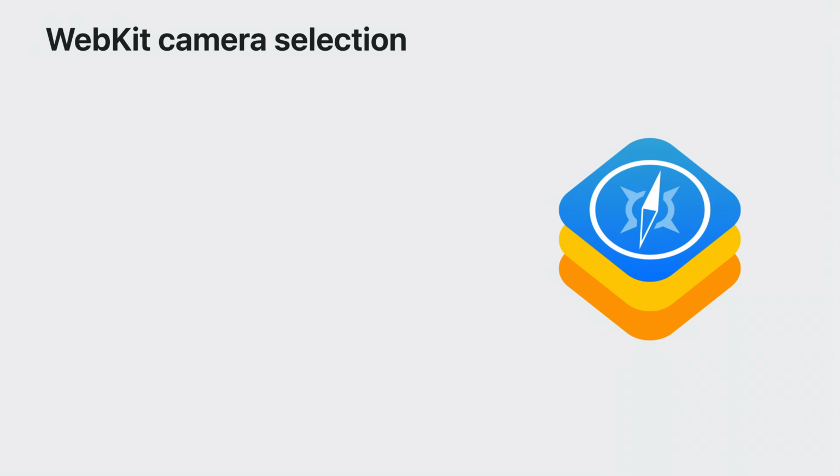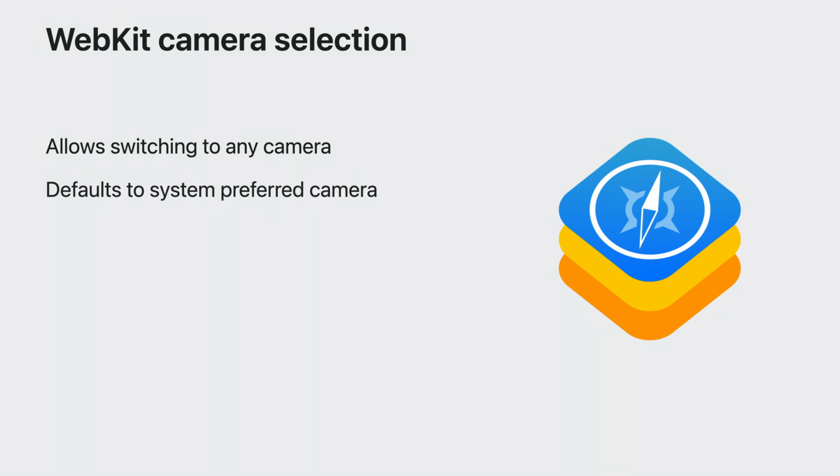The WebKit framework allows web pages to access the iPad's cameras. While it allows switching to any camera, it returns the system-preferred camera as the first one in its list.